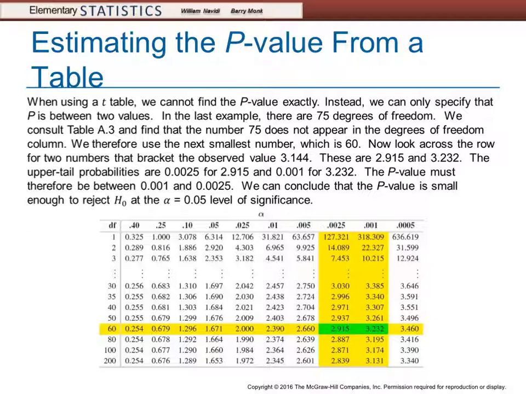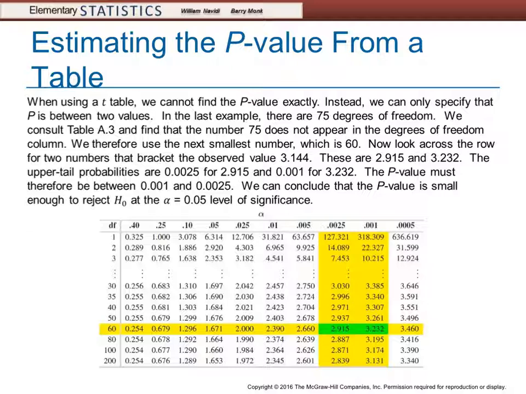So, we're estimating the p-value from the table. When using the t-table, we cannot find the p-value exactly. Instead, we can only specify that the p-value is between two values, typically. In the last example, there are 75 degrees of freedom. When we consult table A3, we find that the number 75 does not appear in the degrees of freedom column. We therefore use the next smaller number, which is 60.